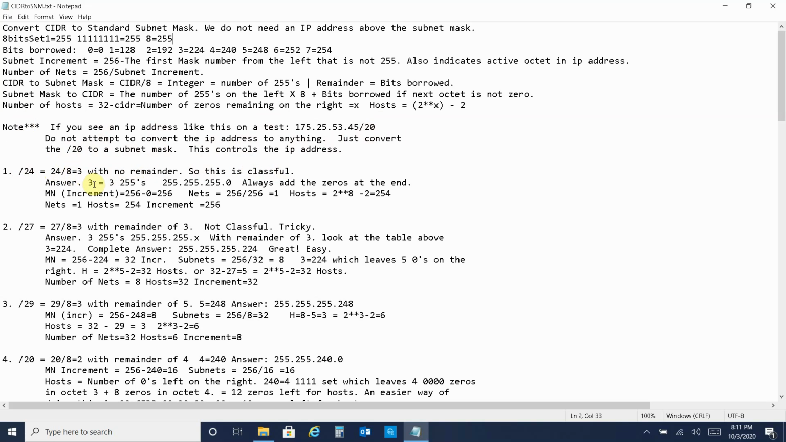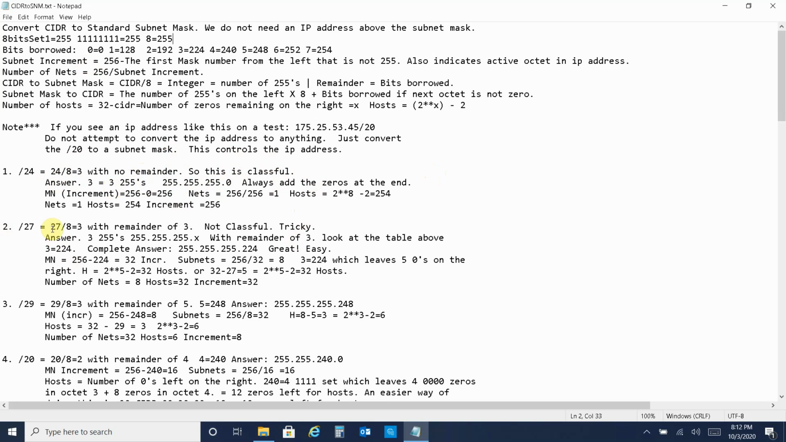3 says we have to have 3 255s starting from the left to the right. 1, 2, 3. Last is 0. We had no remainder. Always put zeros at the end. Okay? I'm going to come back up to some of this other stuff later because you can get all of this stuff just from the subnet mask.